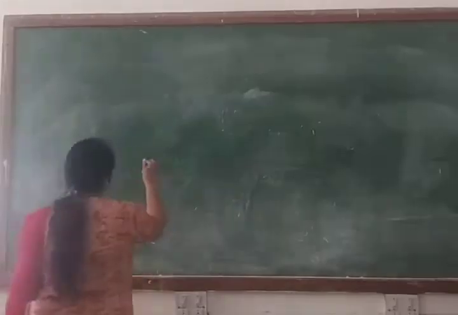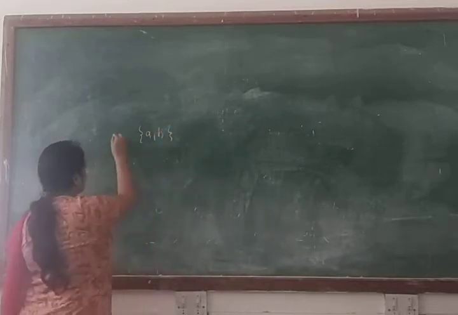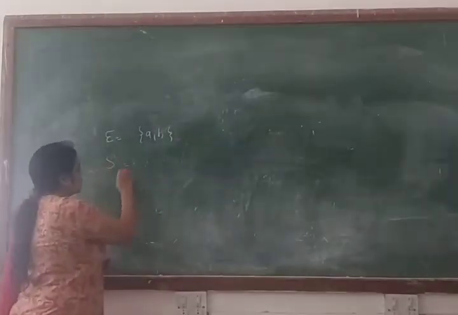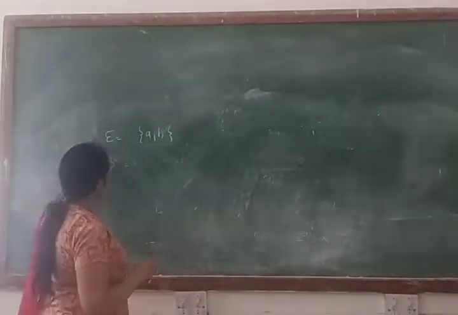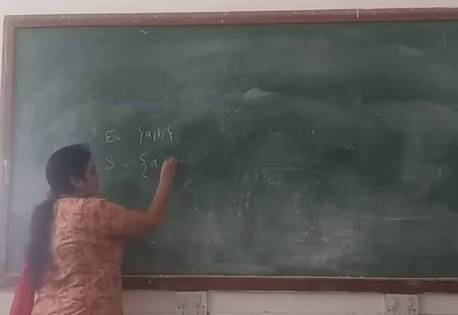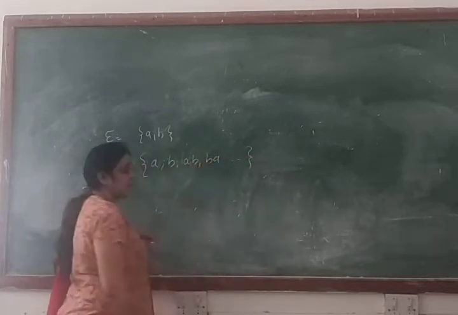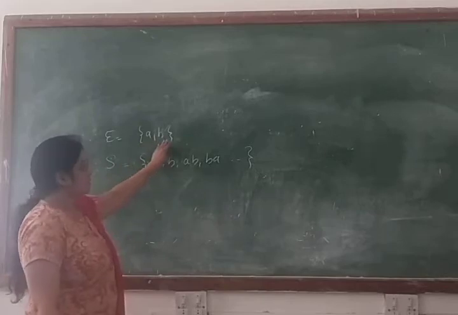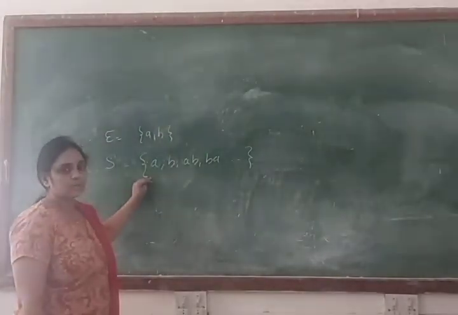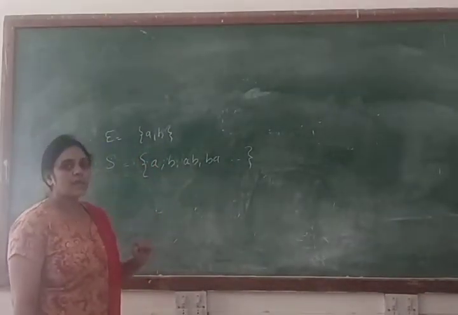Like if you have an alphabet small a and small b, and in TOC we use the symbol sigma for representing alphabet, and for representing a string we use the symbol capital S. Then how will we make strings? A string is nothing but a combination of your alphabet. So small a, small b, b, like that. A string can be anything. So what is alphabet? Alphabet is a finite non-empty set of symbols. And what is a string? A string is nothing but a sequence of alphabet or a combination of the alphabet.